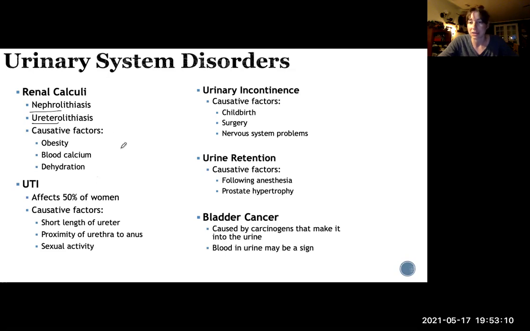Renal calculi occur because your urine is too concentrated, right? The filtrate is too concentrated, specifically too concentrated with calcium, but if you're drinking enough water, then you should be able to keep it dilute enough that crystals cannot form, okay?